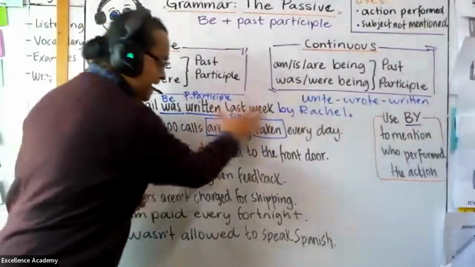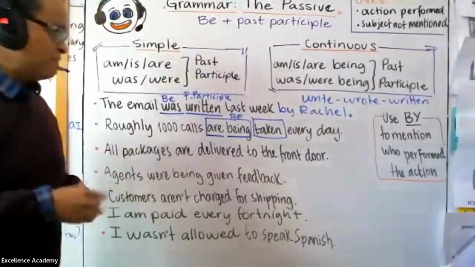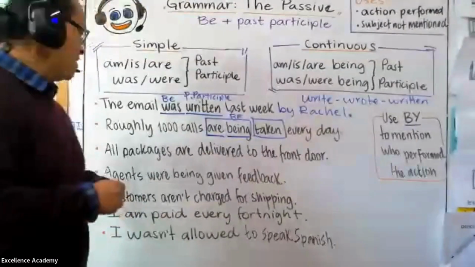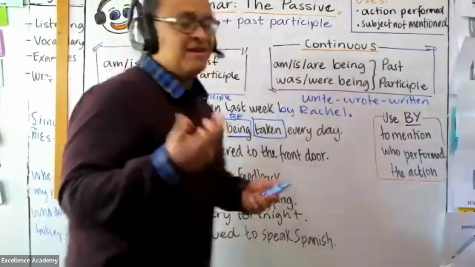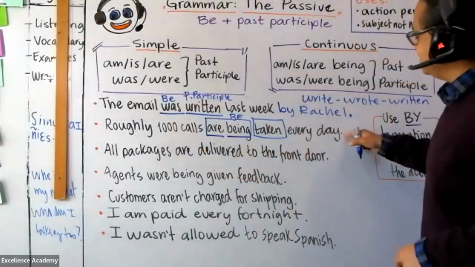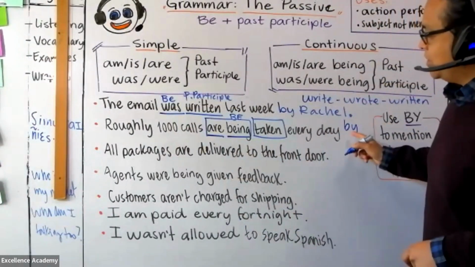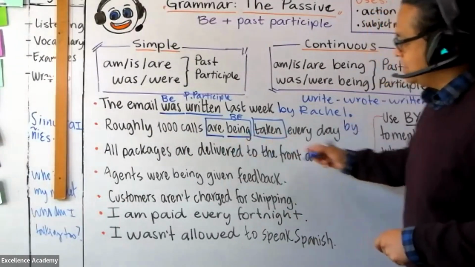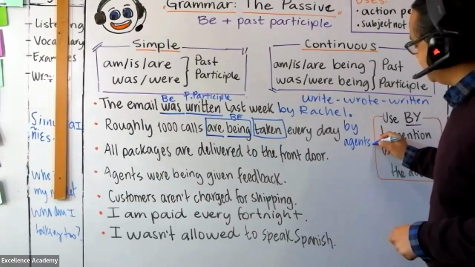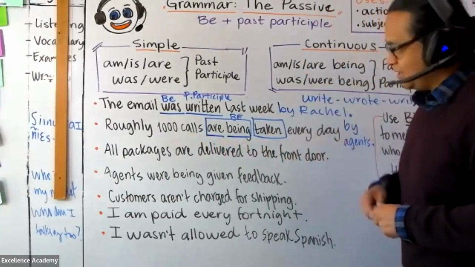This is the action that we're focusing on. If we're talking about call centers, it's pretty obvious who is taking the calls, right? But if we really need to mention who is taking the calls, then we are going to use the preposition by, and we're going to mention who is taking the calls. So let's say by agents. Here we're mentioning that piece of information. It's not necessary. It's already understood that we're talking about call centers.